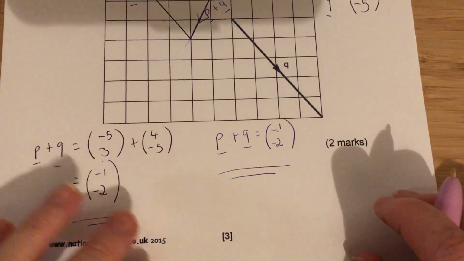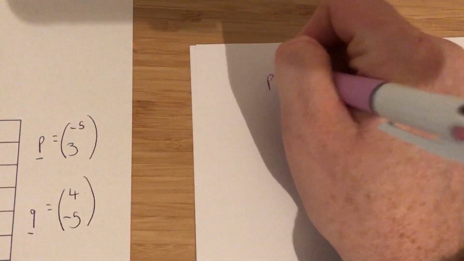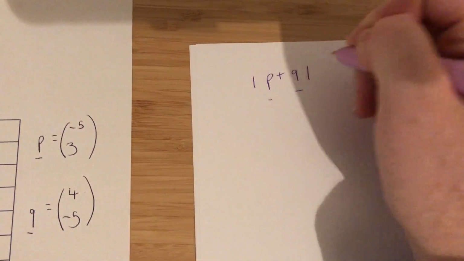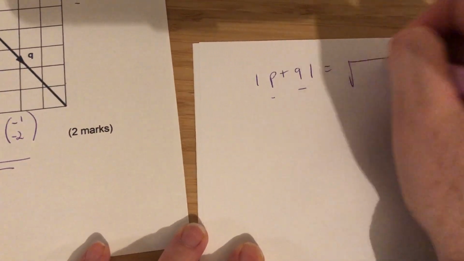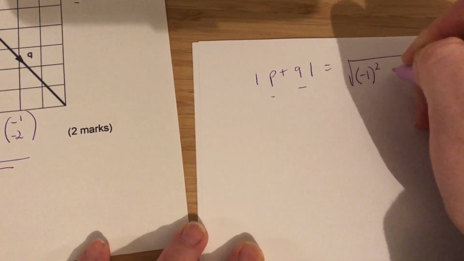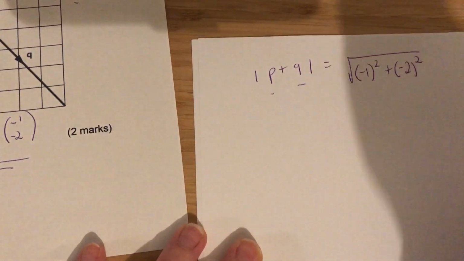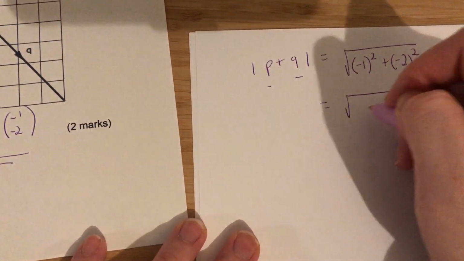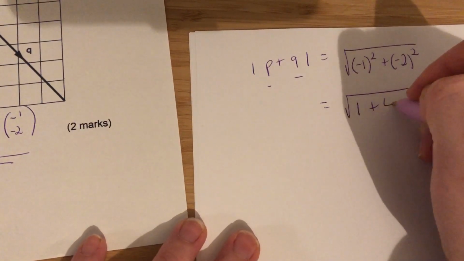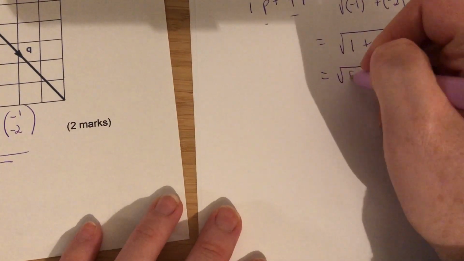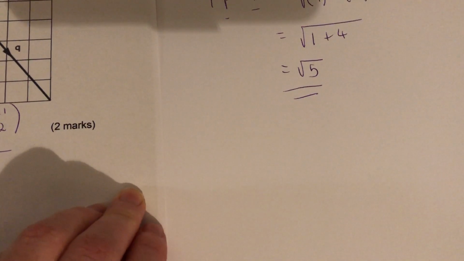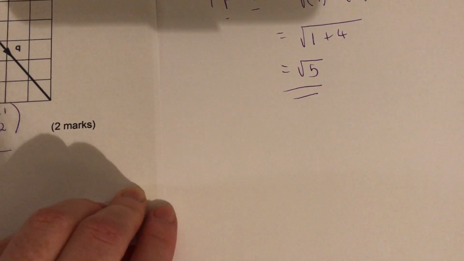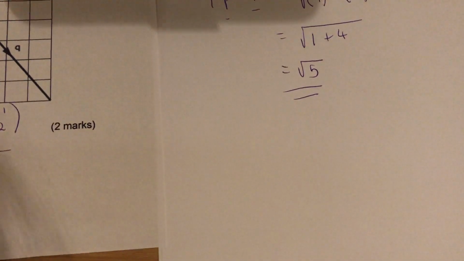Just to add a little extra in, if you were to find the magnitude of this, just so that we're practicing, the magnitude of P plus Q. So we've got -1, -2. Don't forget you do the square root of -1 squared plus -2 squared. So -1 squared is 1 plus -2 squared is 4. So the magnitude of that in surd form is the square root of 5. And that's a little bit of revision on finding a resultant vector and a magnitude and a little bit of drawing vectors as well.